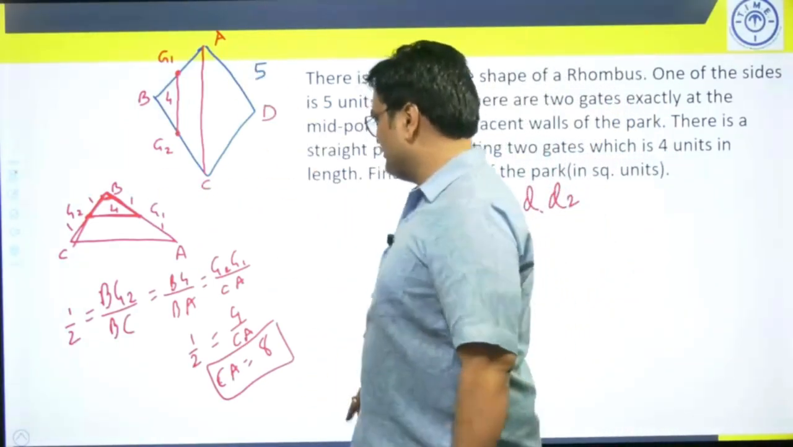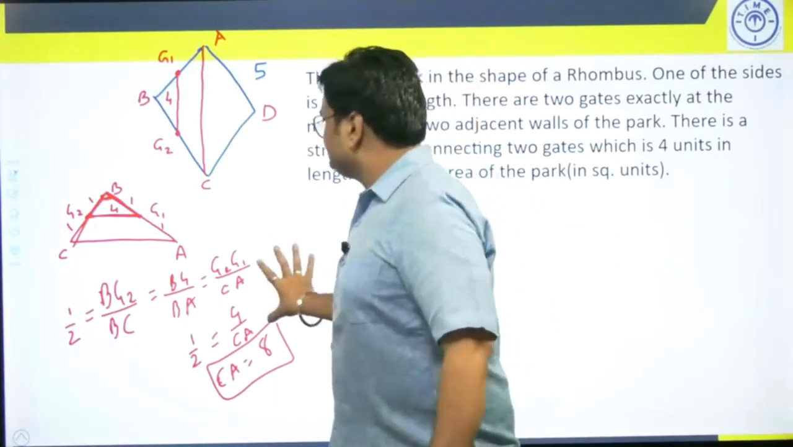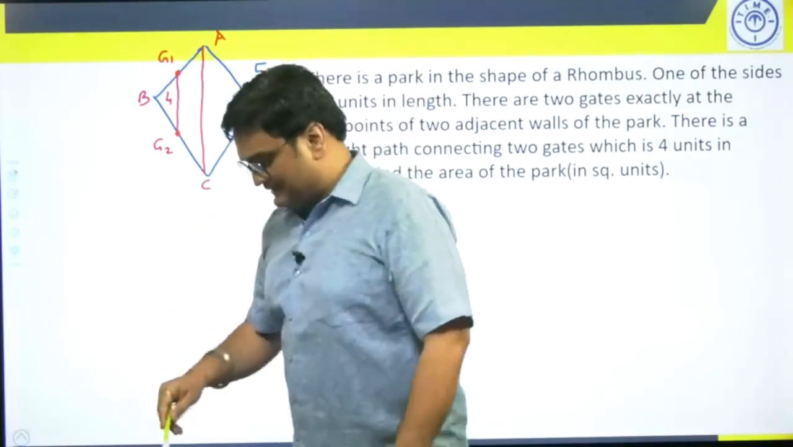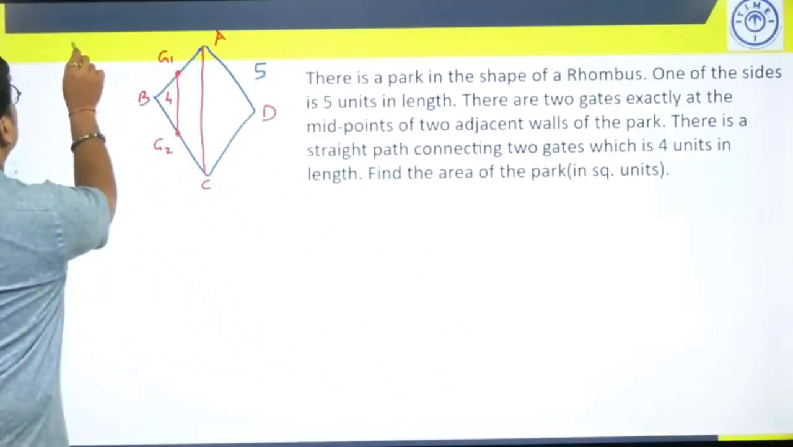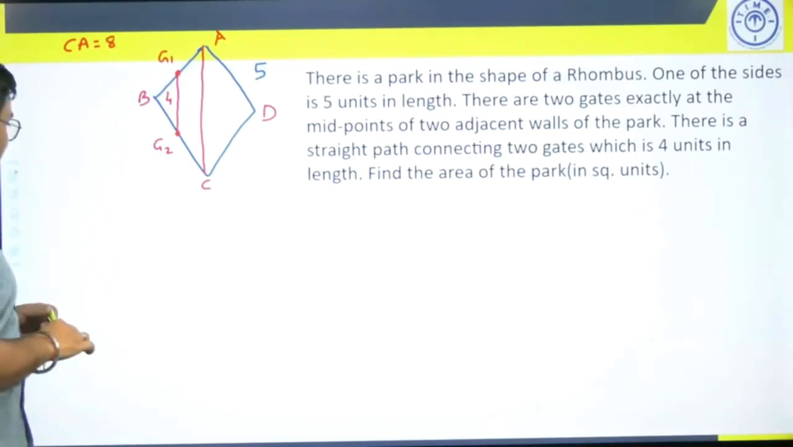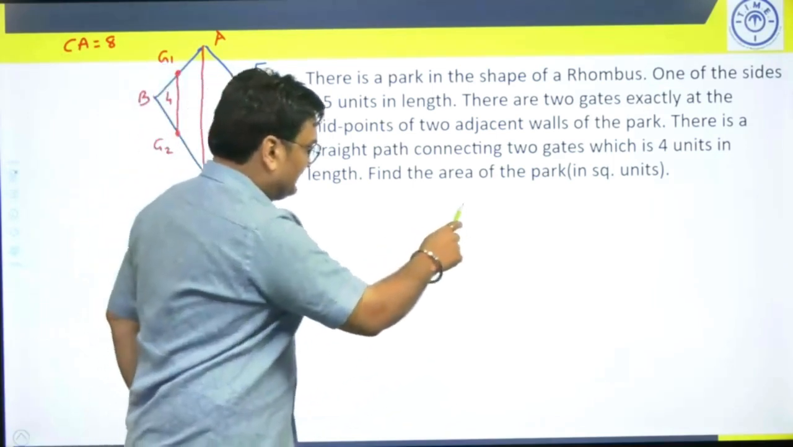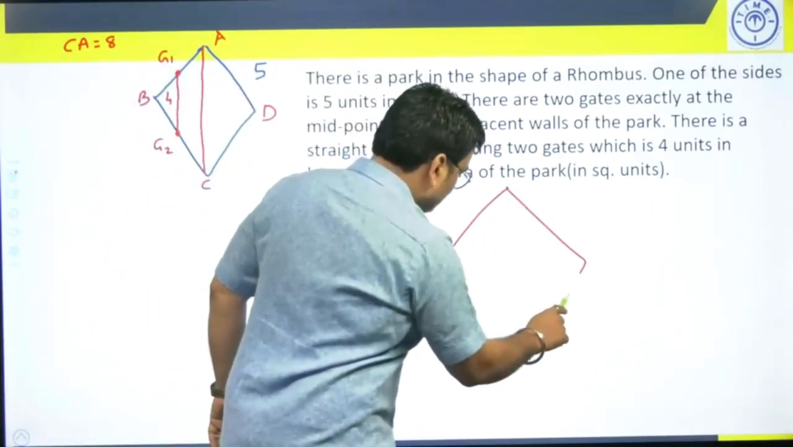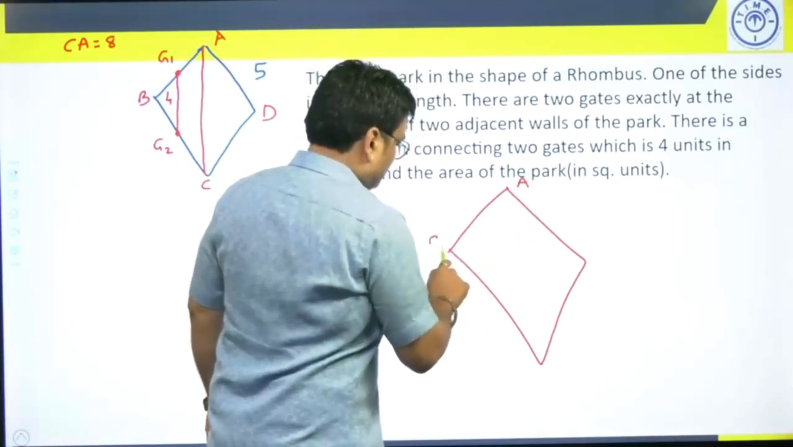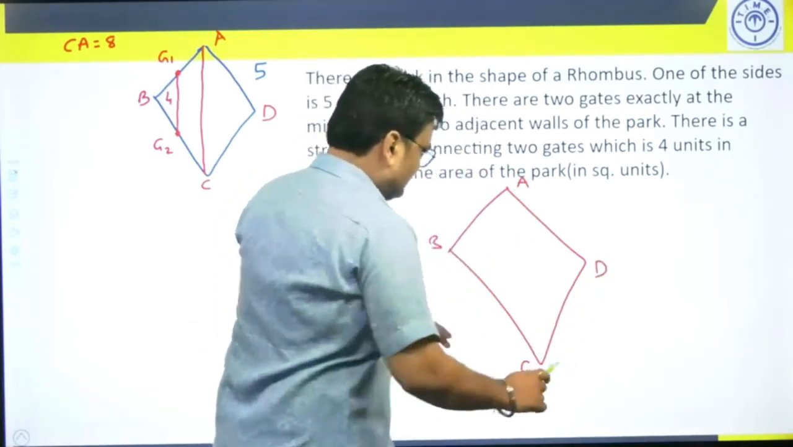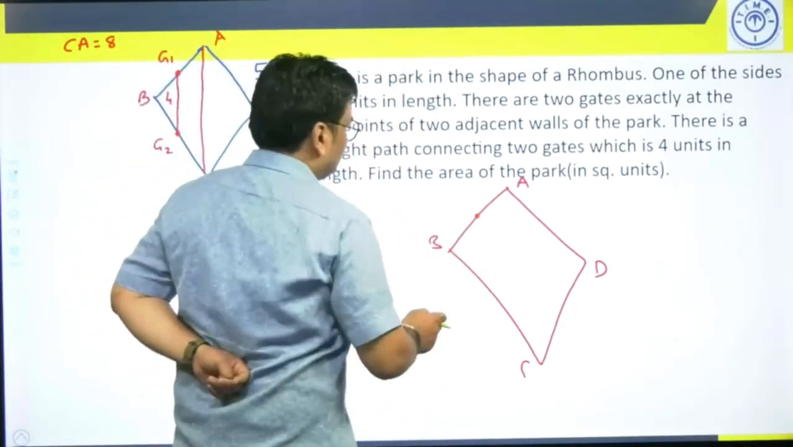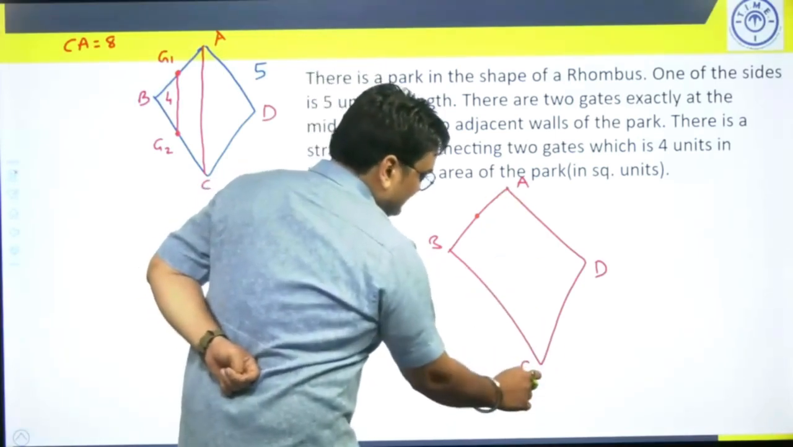You can just copy this, I am going to clean this. So one of the diagonals is 8, CA is 8, I will write it somewhere. Okay. Now please notice, I will draw the rhombus again. This is your ABCD. Consider this to be the rhombus. This is your G1, G2, etc. You got this length, AC is 8.